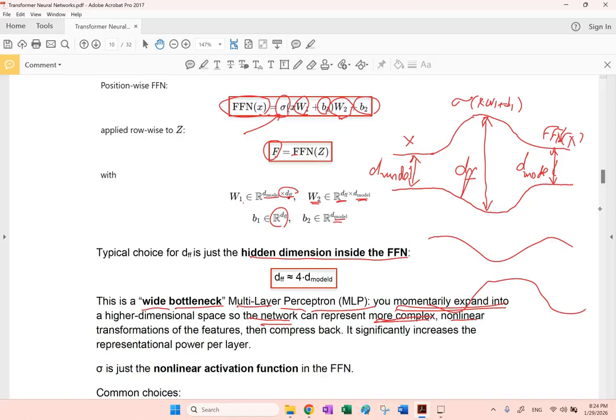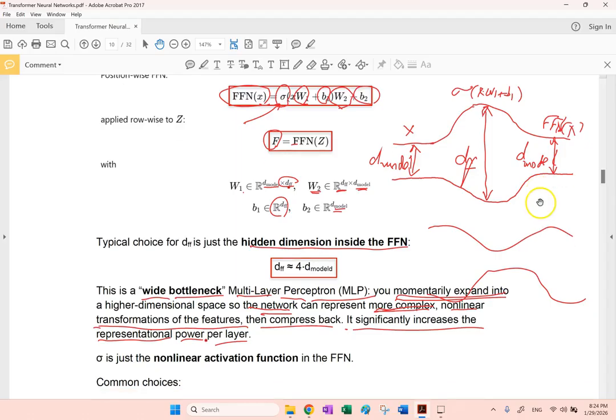So adding nonlinearity and expansion allows you to capture more complex nonlinear transformational features. And once you capture them, now you're going to compress them back. This will allow the representational power of each layer to significantly increase. So this is another one of the innovations of the people who came up with it: this sudden expansion, nonlinear, and then going back. This is some of their amazing work, which happened to be working very well, as you can see in ChatGPT or other ones.